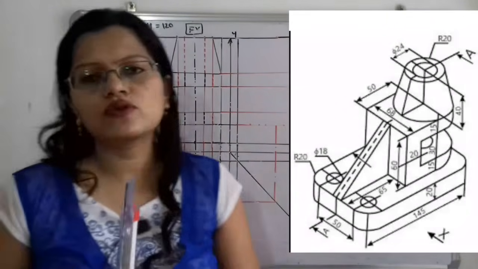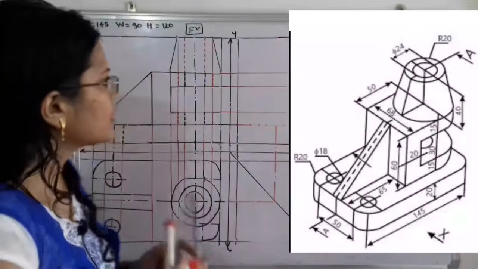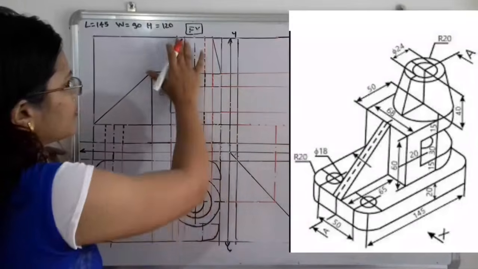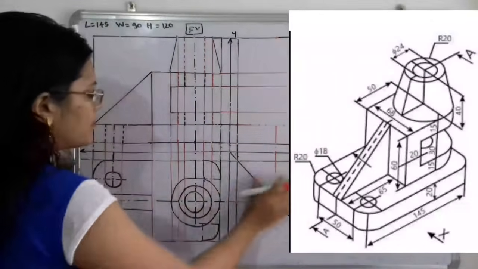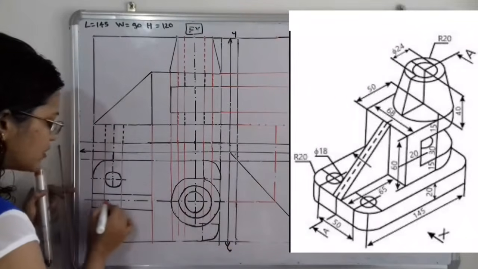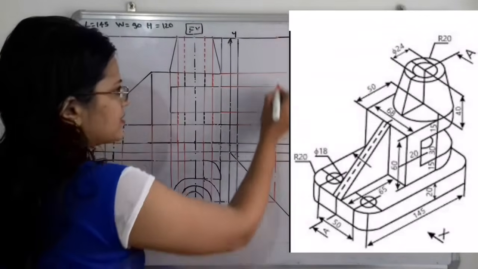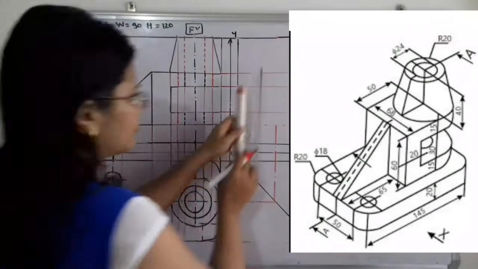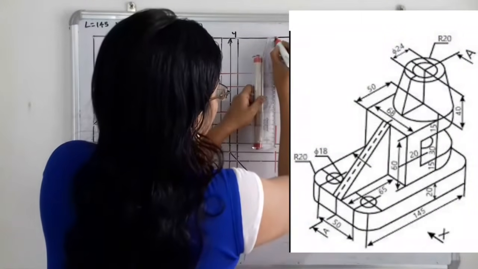Now we will move to the side view. For this side view we have to make the horizontal projection from the front view and the vertical projection from this top view. Here I have made the projection for the center line, that is the center line passing through the center of the circle. So here I will extend this center line.